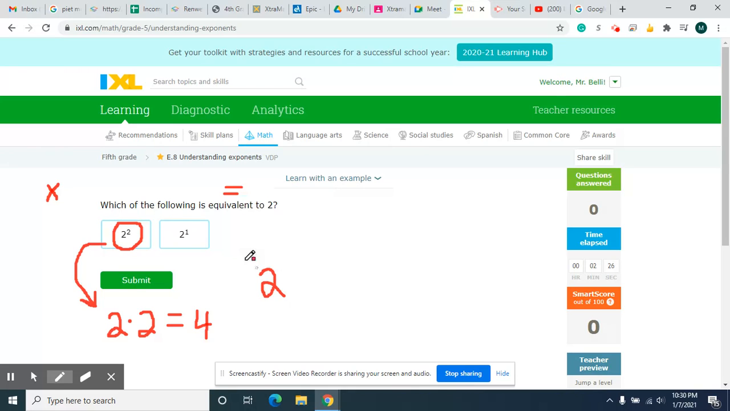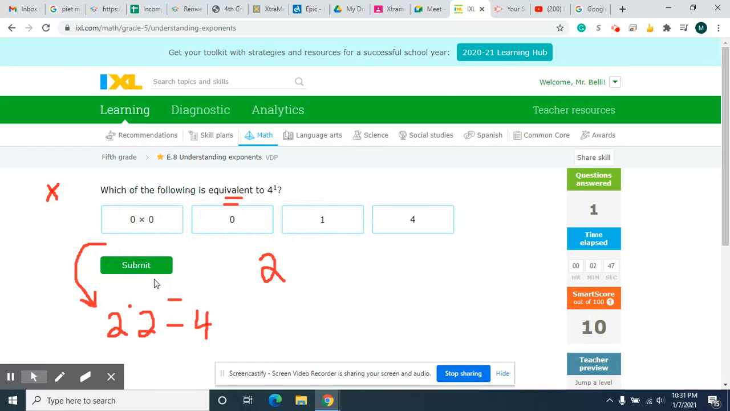So which one of these is equal to the number 2? That's what they want to know up here. Which one of these equals 2? Well, that would be this one right here. Okay? So we would answer that as that, submit, and we're good to go. Okay? So let's get rid of all of this stuff.